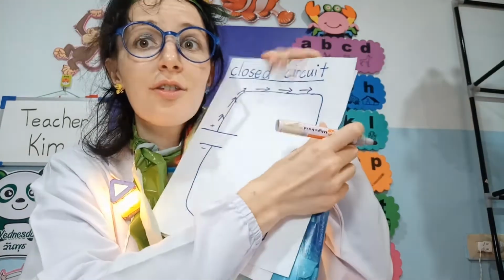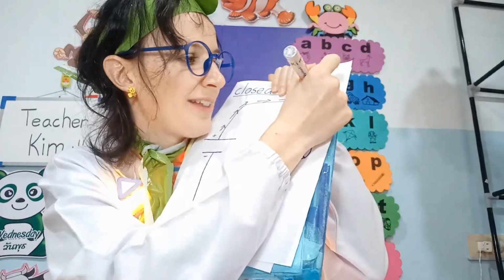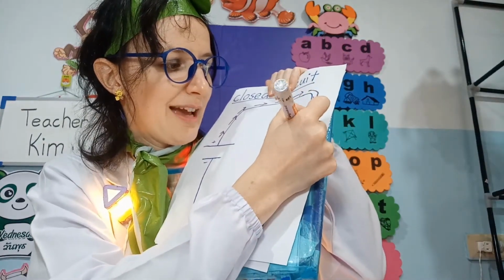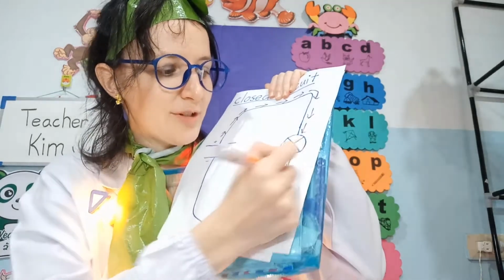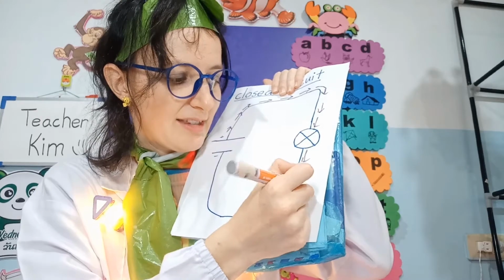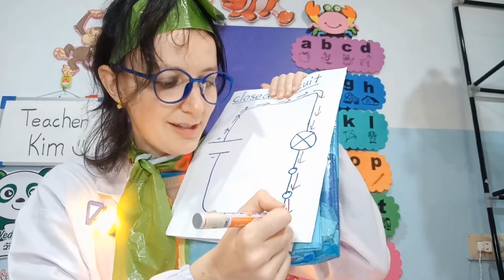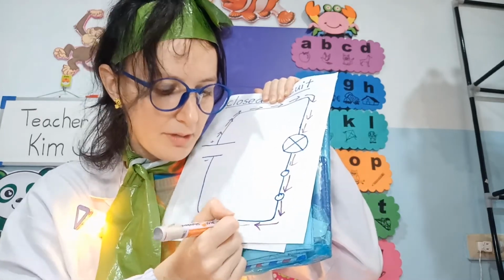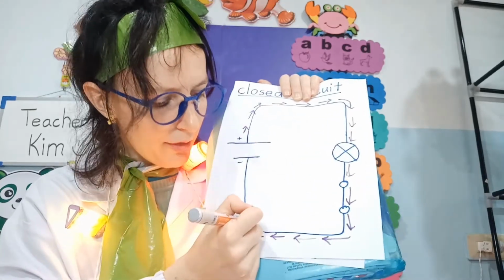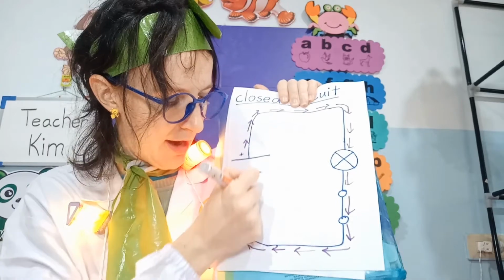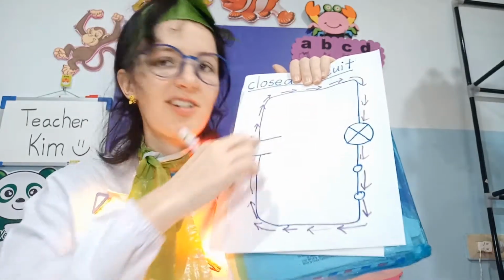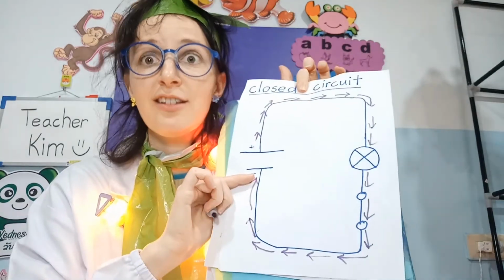It travels all the way to the appliance that we are operating. In this case, light energy, maybe a light bulb. It's going to keep traveling. This time it can keep traveling because the switch is closed. Keep going, keep going, keep going. And it will travel all the way back to the power source like this, and it will keep going. The electric current can keep going because it is a closed circuit.